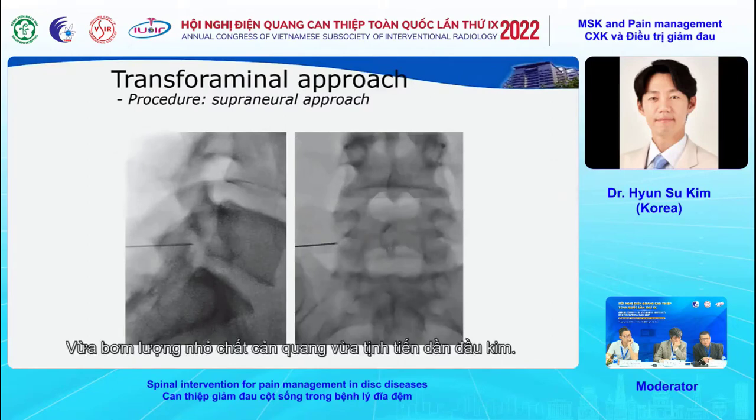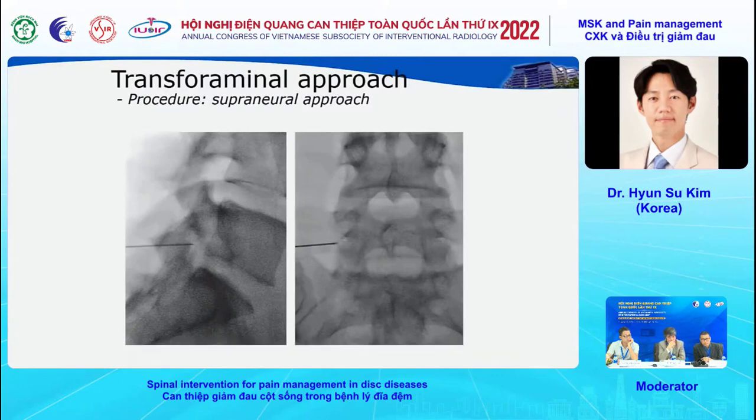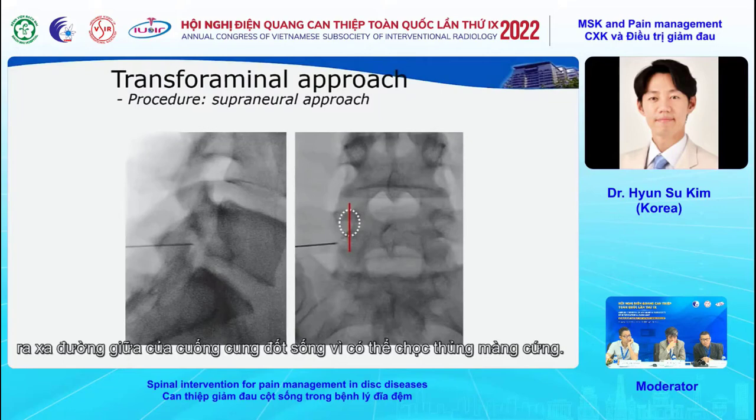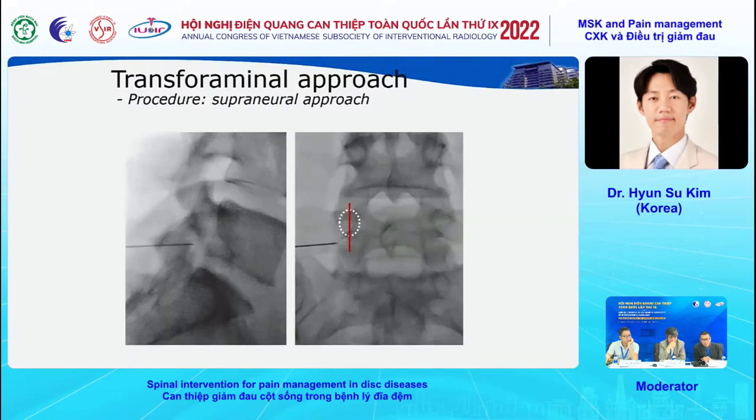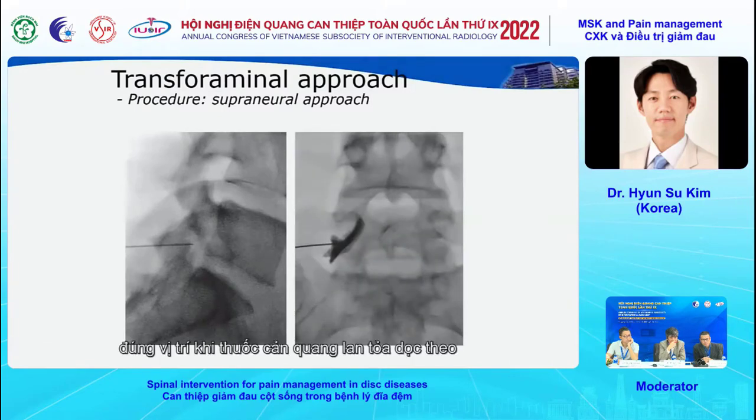Then a small amount of contrast agent is injected while slowly advancing the needle. You should avoid advancing far medial to the midline of the pedicle in order to avoid dural puncture. When the needle is located at the right place, you can identify it by visualizing the contrast agent extending along the nerve root and anterior epidural space.